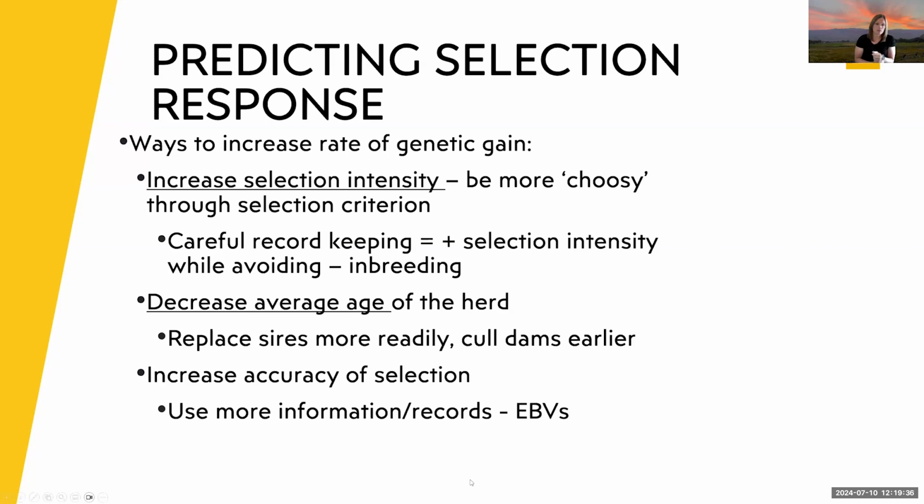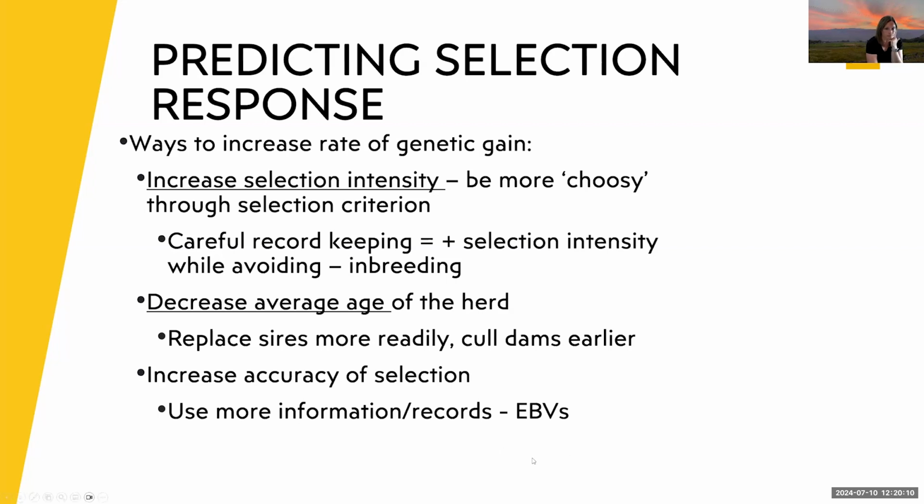And you also want to decrease the average age of your herd. So the idea here is, especially when it comes to your sires, you're going to replace those sires more often. So instead of keeping a sire around for 4 or 5 years, you might cull your bucks at 3 years old. And that way, every time you bring a new one in, you're making more genetic progress. Same thing with your ewes and does. If you are able to cull them at age 6 and bring in more new ones, the more progress you're going to make.